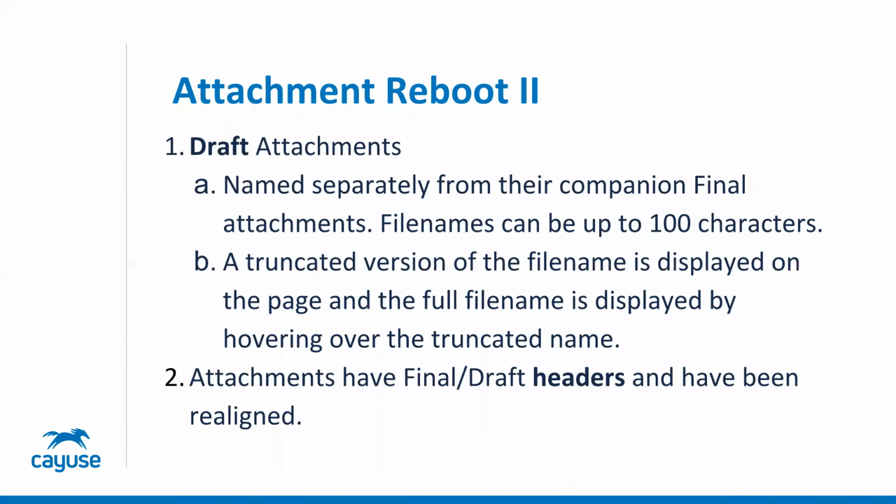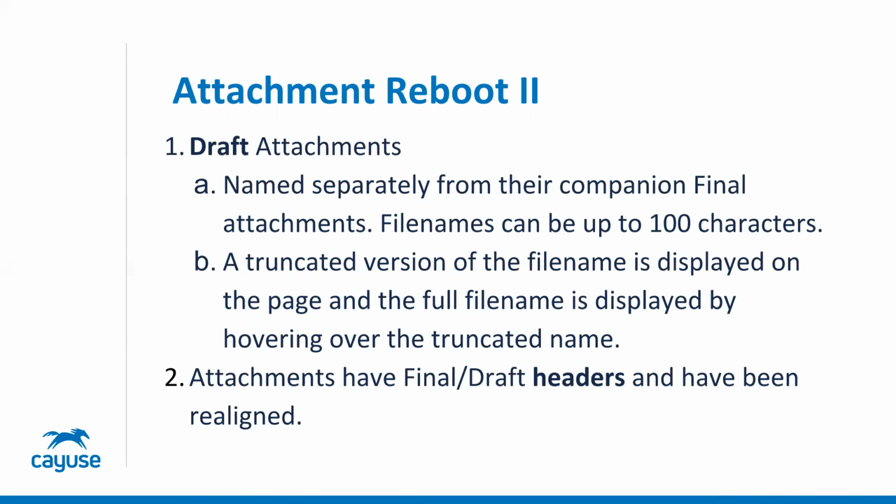Now to talk specifically about attachments, I want to review this here to make sure we cover all the main points, and then this is most of what we'll be looking at in the live demo. So first of all, draft attachments. For the first time now in Cayuse 4.2.4, you can name draft attachments completely separately from their companion final attachments.